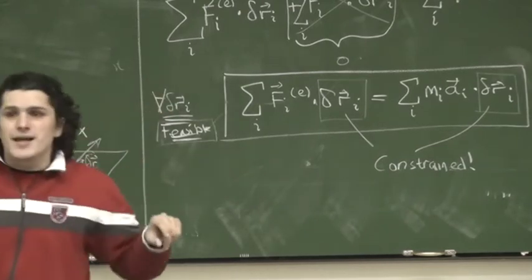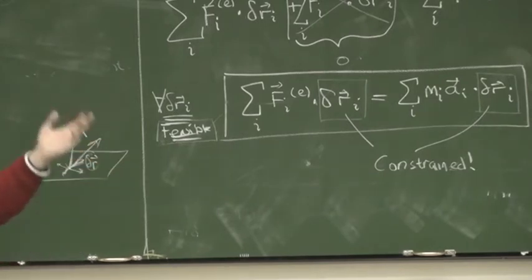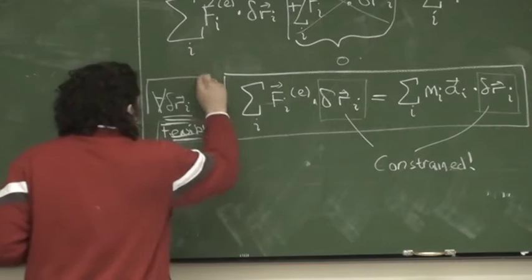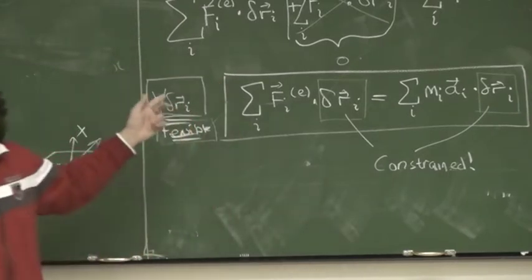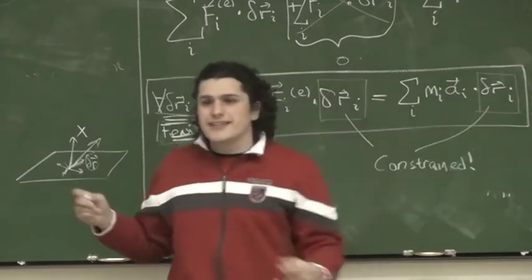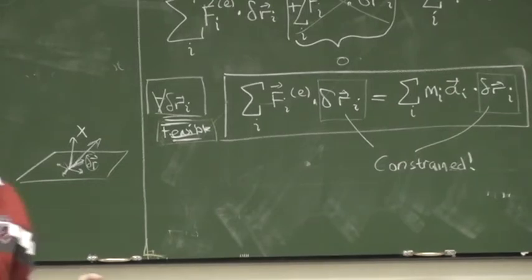So there are holonomic constraints, our standard equations of constraint, relating these delta r_i to each other. So this equation holds for all feasible delta r_i. What does that mean? For all little virtual displacements that satisfy the holonomic constraints of my system.